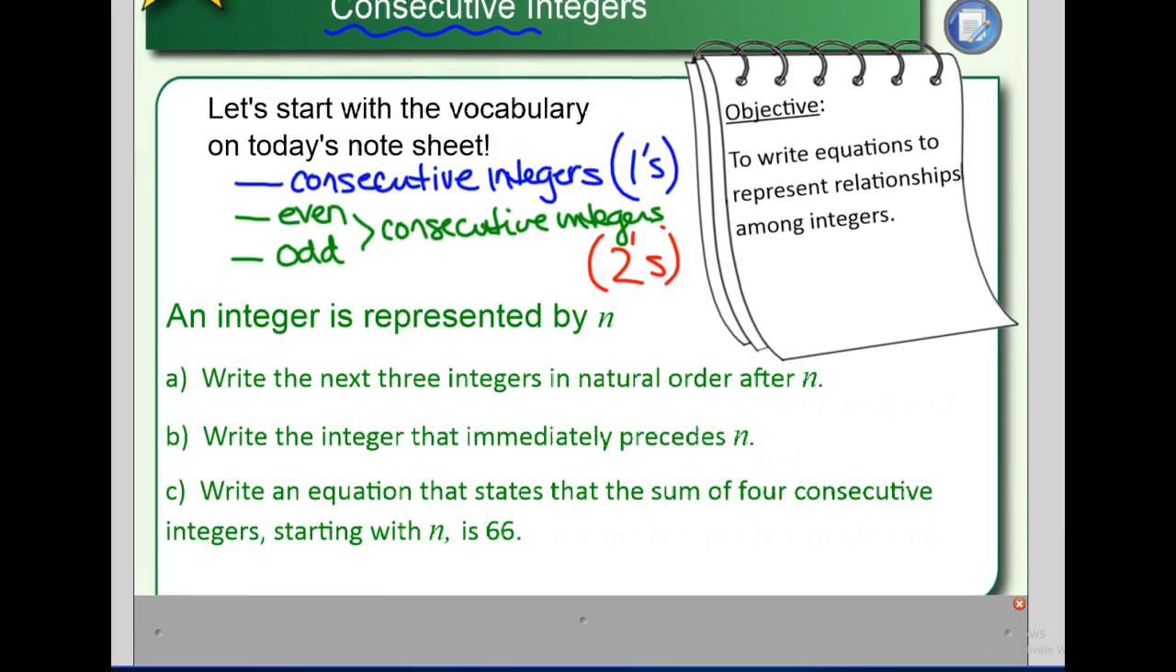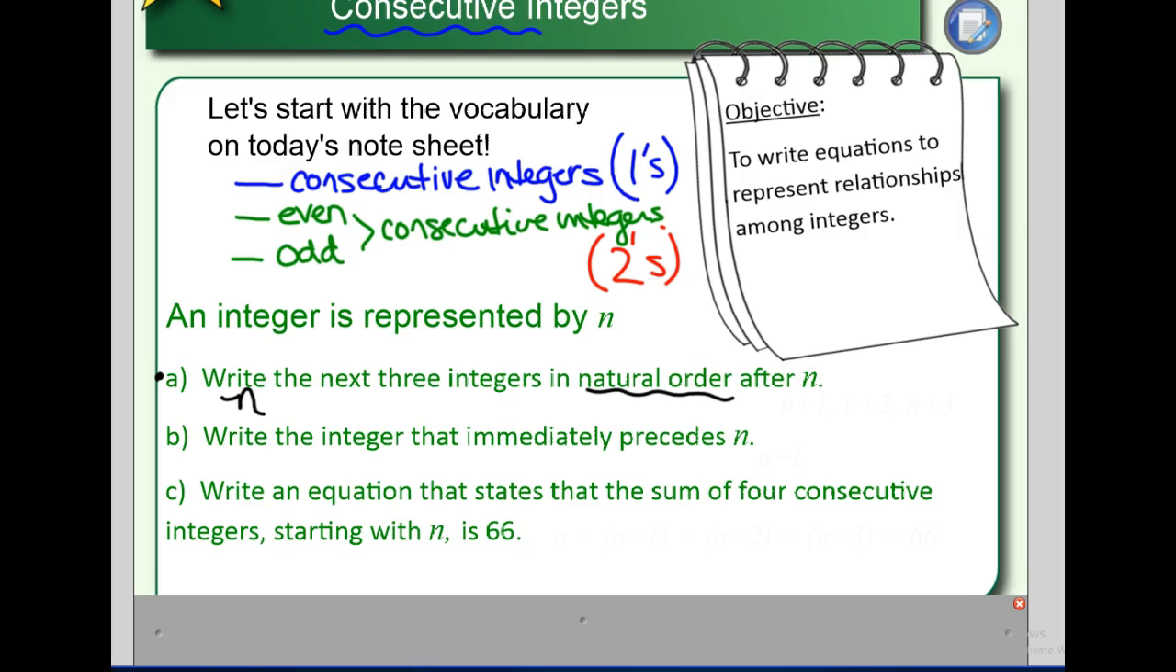Now, let's practice how to represent these integers by using an expression. It says an integer is represented by n. Let's look at letter A. Write the next 3 integers in natural order after n. So if the first integer is n, what do you think natural order means? Yeah, one right after the other, consecutive.